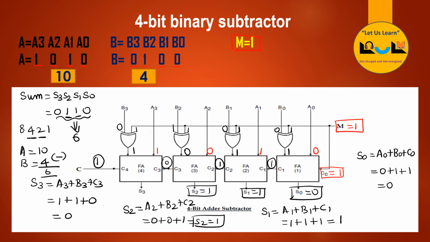So far we discussed the 4-bit binary adder when value of mode is equal to 0, and then 4-bit binary subtractor when the value of mode m is equal to 1. So this is about the parallel adder cum subtractor. In a single circuit with use of the XOR gate, we find out the parallel subtraction and then addition.